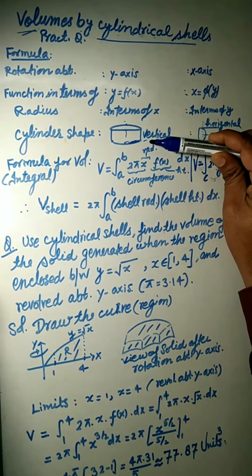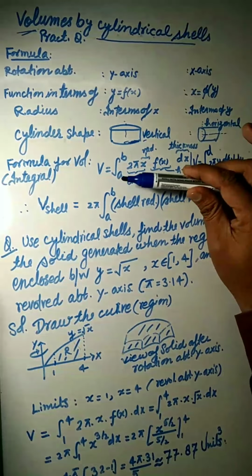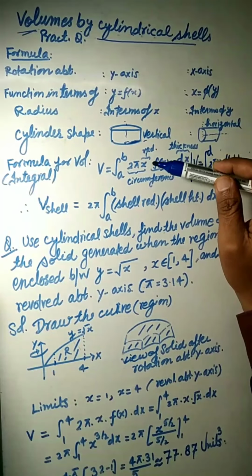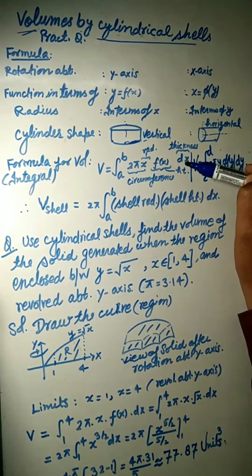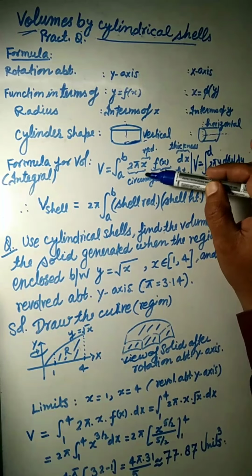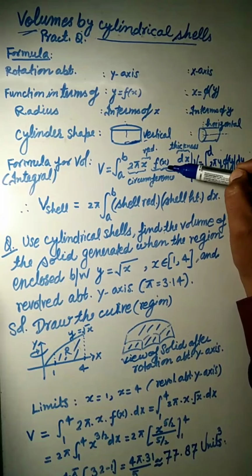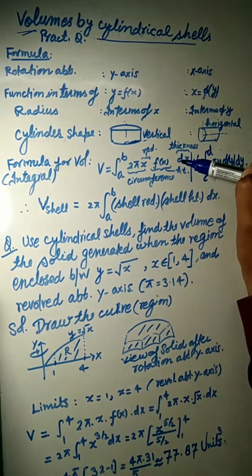will be vertical in this way, then volume will be integral from a to b of 2 pi x f(x) dx. 2 pi x is the circumference, x is the radius, f(x) is the height, and dx is the thickness.